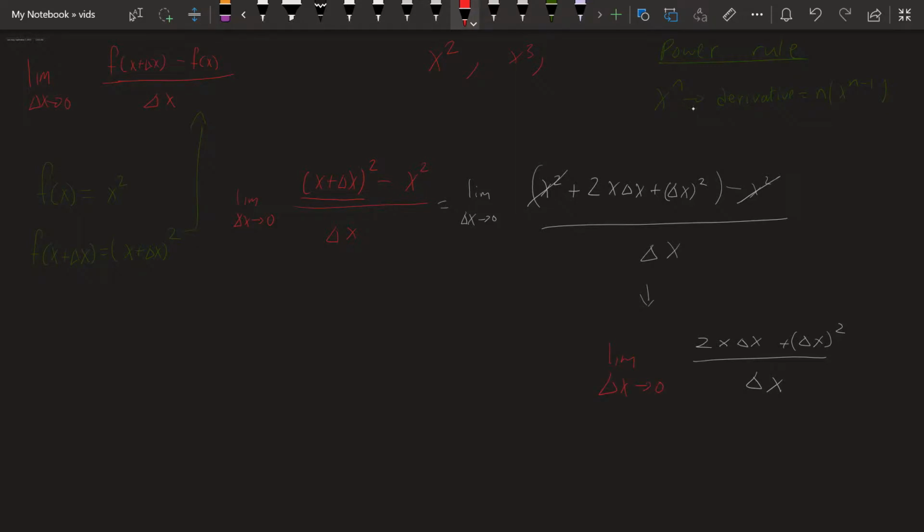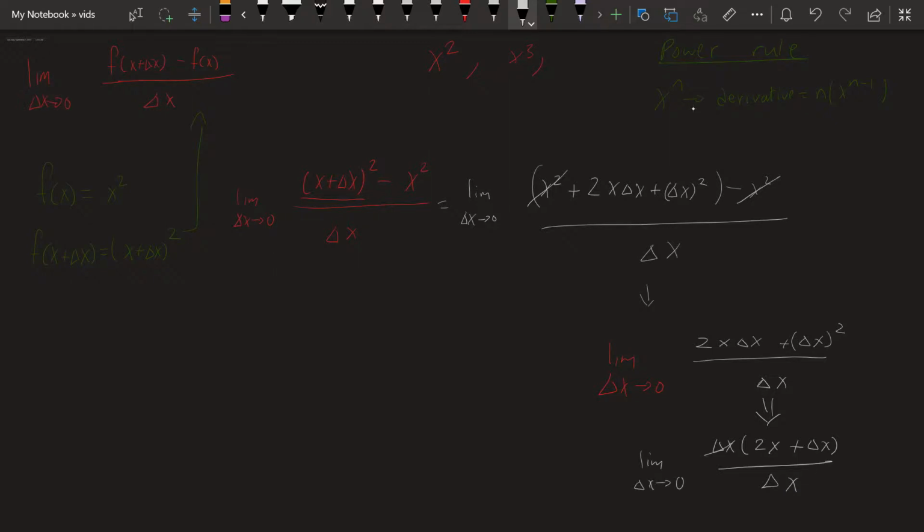Now let's factor out delta x. Now we can't apply the limit definition. We can't say delta x goes to 0, because if delta x goes to 0, then this becomes 0, right? And we can't really divide by 0. So what we're going to do is try to remove that denominator. And how do we remove it? Well, let me show you. We can factor out delta x from the numerator. So we'll be left with 2x plus delta x, over delta x and the limit.